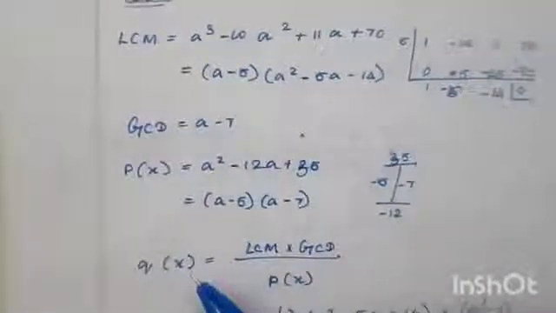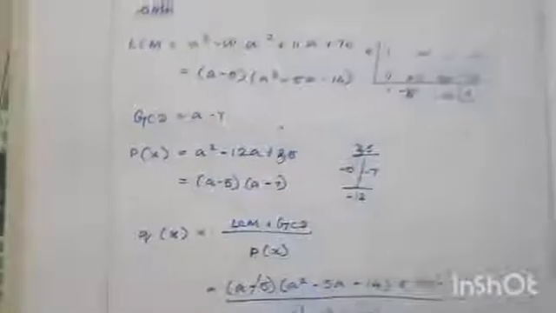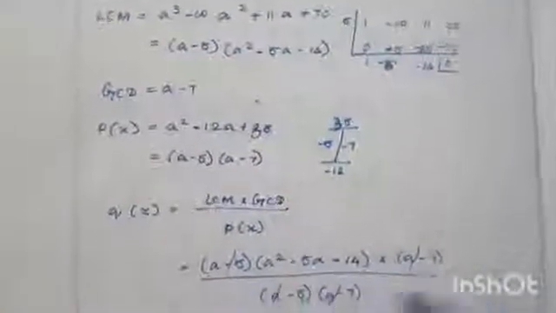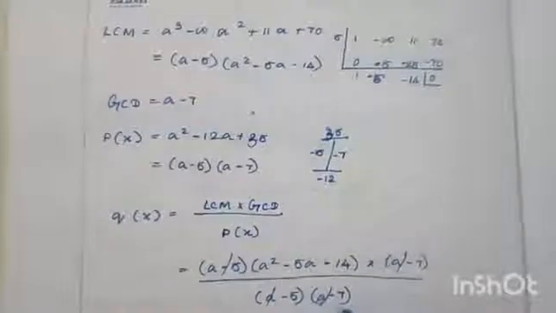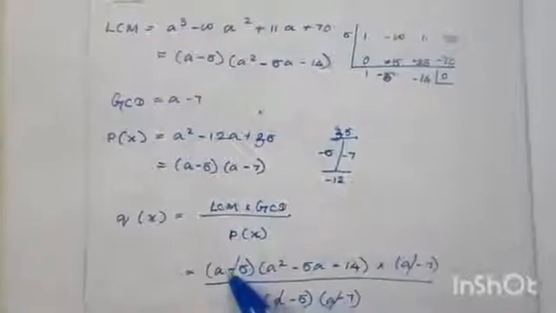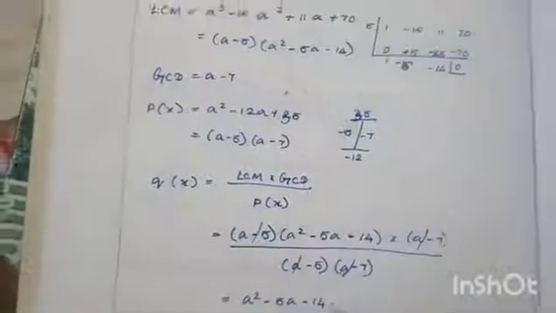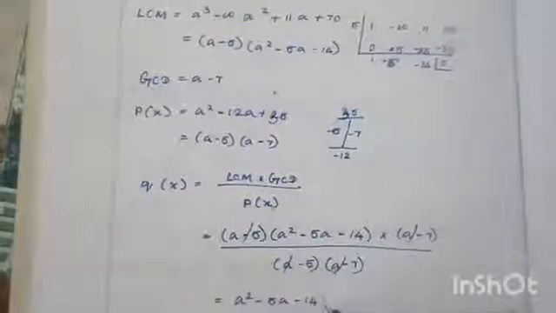Q of x, another polynomial we want to find. The formula is LCM into GCD by P of x. LCM we found, a minus 5 into a square minus 5a minus 14. GCD a minus 7. P of x is a minus 5 into a minus 7. a minus 5 cancel. a minus 7 cancel. After cancelling we have a square minus 5a minus 14. This is Q of x.